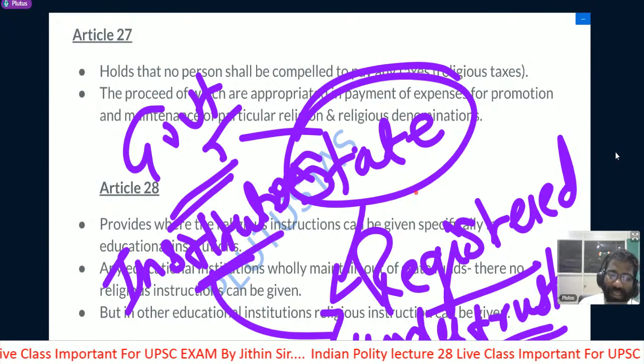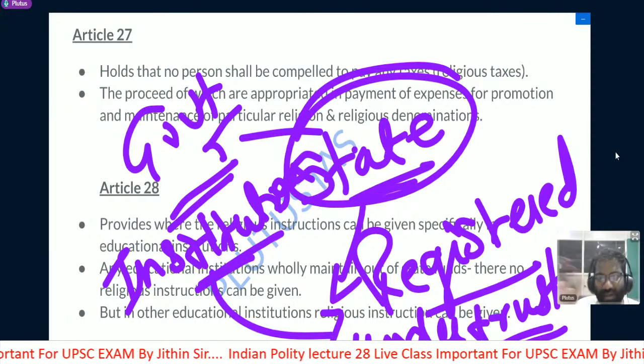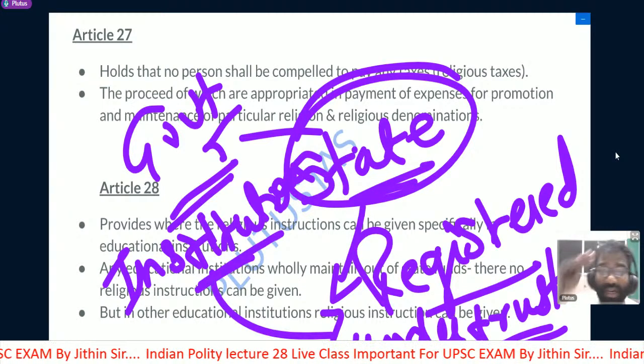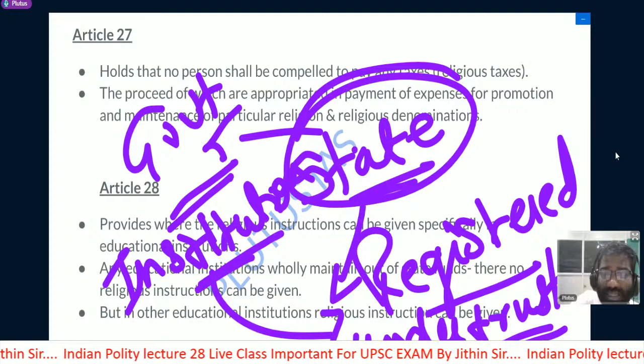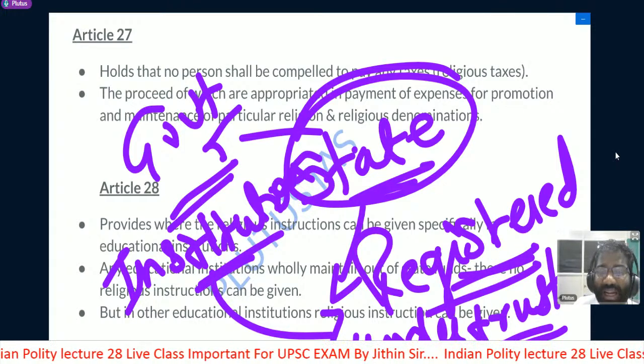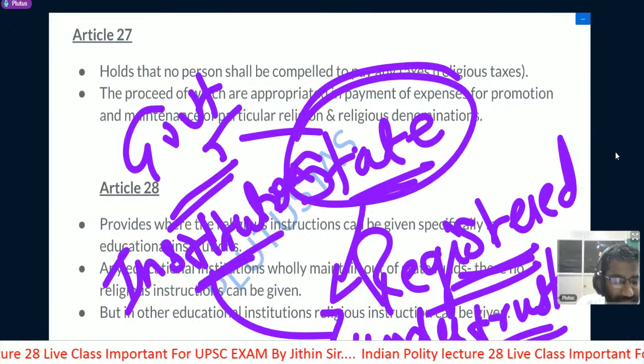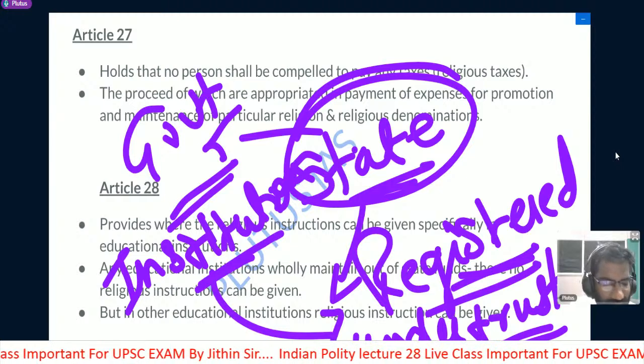It is administered by a state government or a central government. The state or central government monitors it and administers it, but it is registered under a trust. It is registered as a trust where religious instructions can be given.